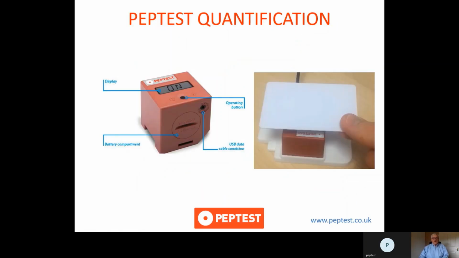We can quantify the results. We have a reader where we can literally look at the lateral flow device, the PEPTEST itself, and actually get an intensity reading of the T line and measure the concentration of pepsin in nanograms per mil. This we do at 15 minutes after adding to the lateral flow device.